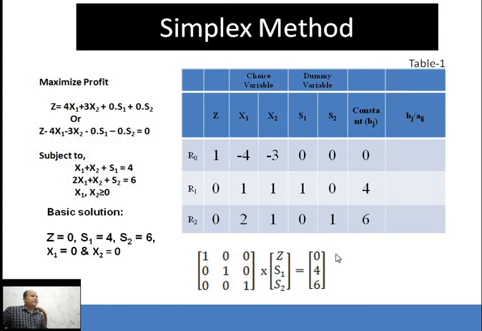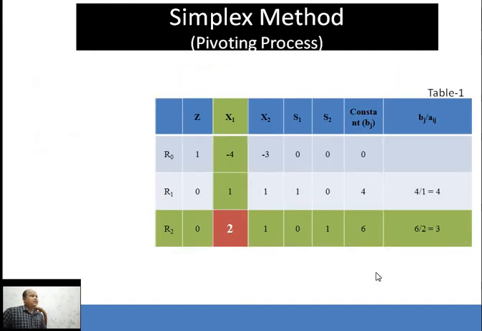From this basic solution we will search the value of choice variables x1 and x2, and similarly we will get the value of z. So this is the basic aim of the simplex method. Now how can we search it? We have to go to the further steps.